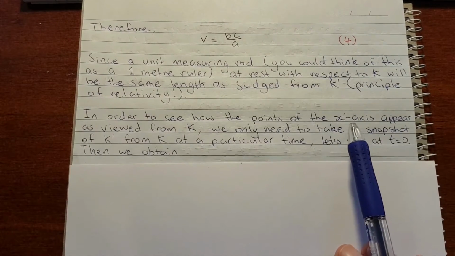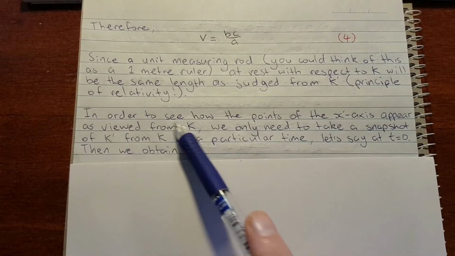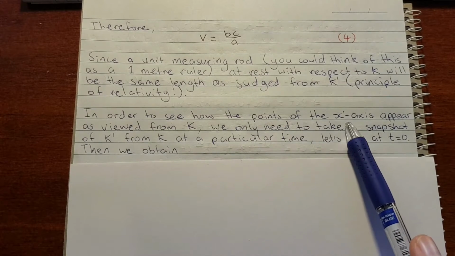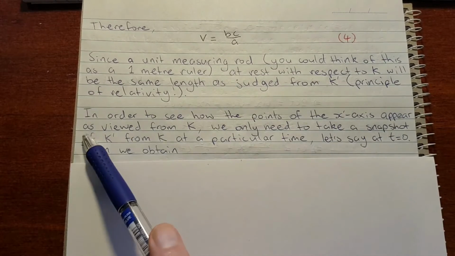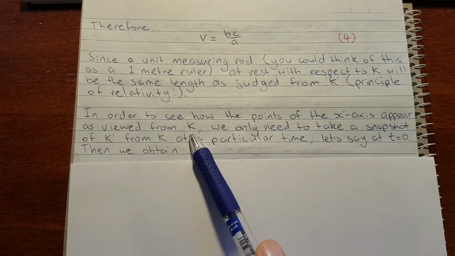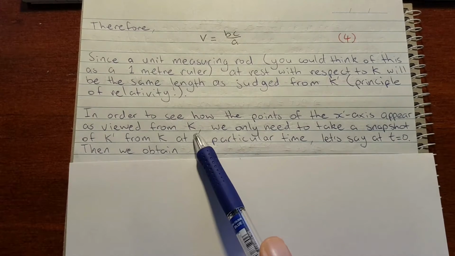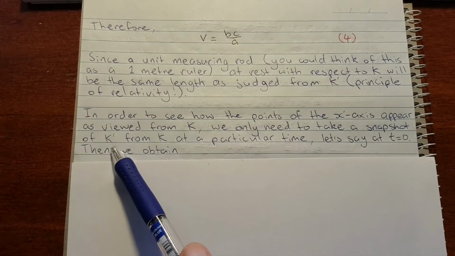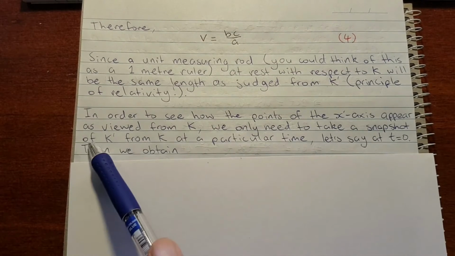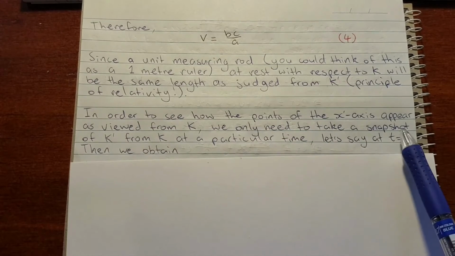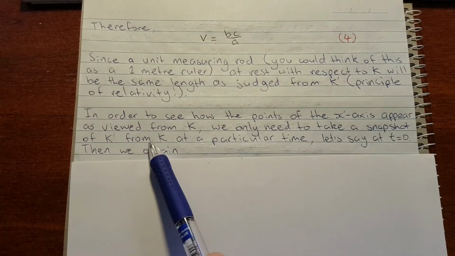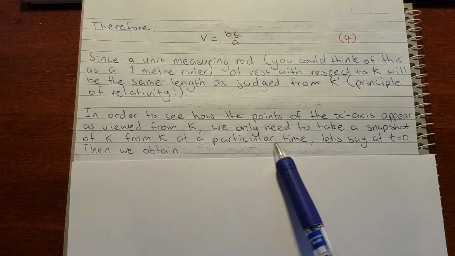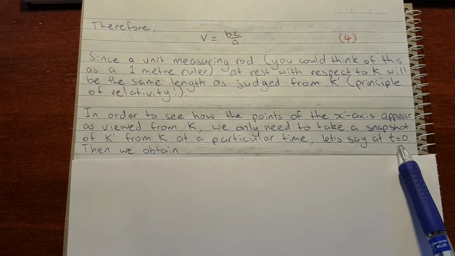But let's continue. So in order to see how the points of the x primed axis appear as viewed from K, which is the platform, we only need to take a snapshot of K primed from K at a particular time. Let's say t equals 0.